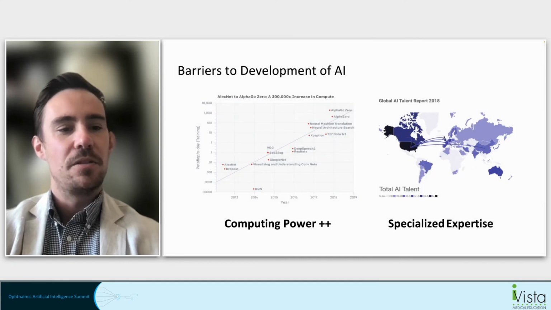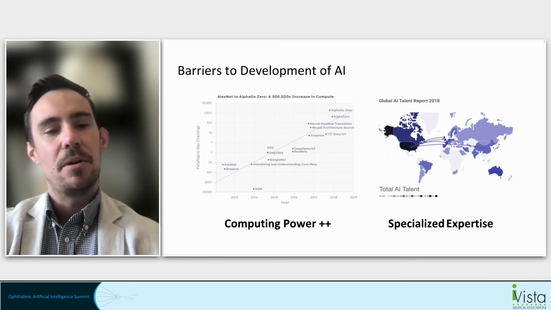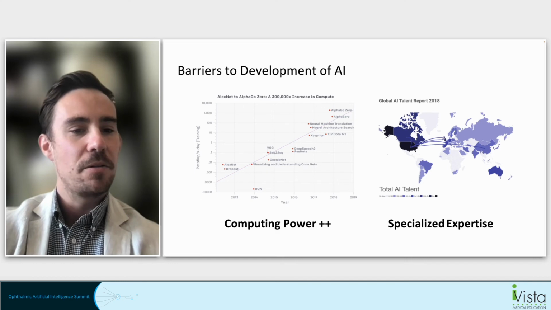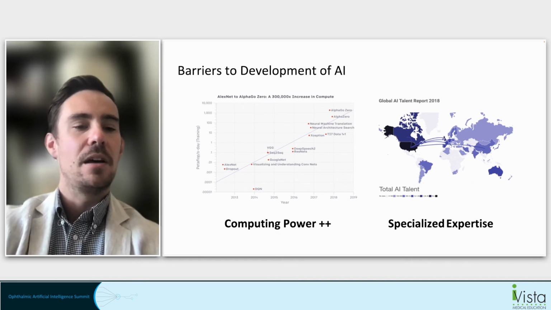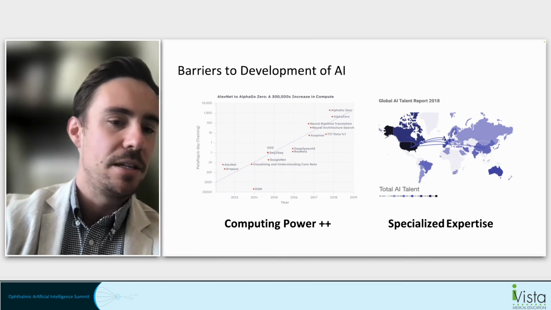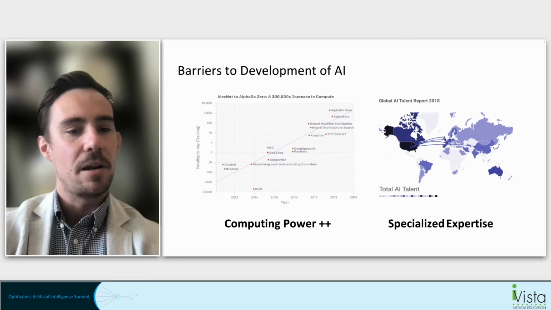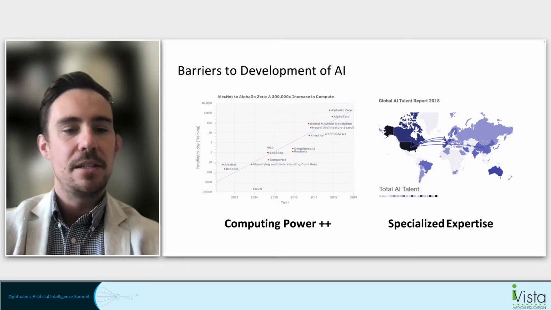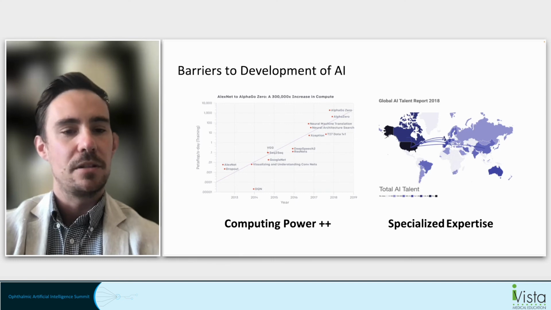And so there are a lot of barriers to the development of AI. A lot of these are coming down actually, but two of the main ones are computing power. You need pretty specialized computing power that requires a lot of power and expertise to actually run, and is sometimes expensive if you have it on premises. And that expertise is clustered in developed countries as well.